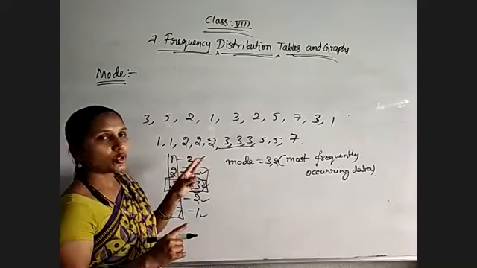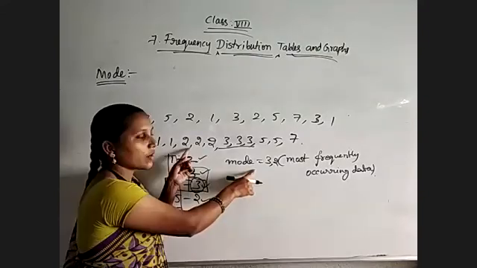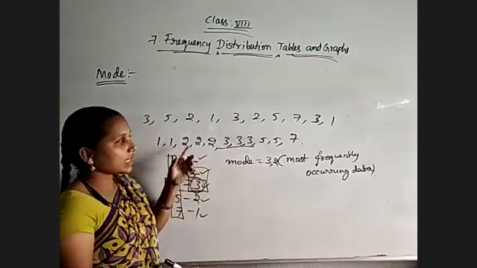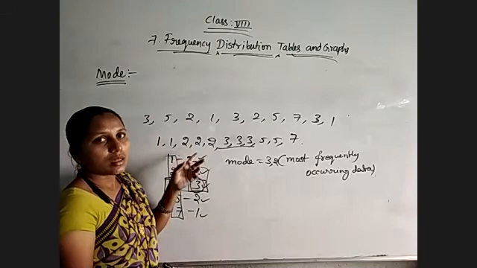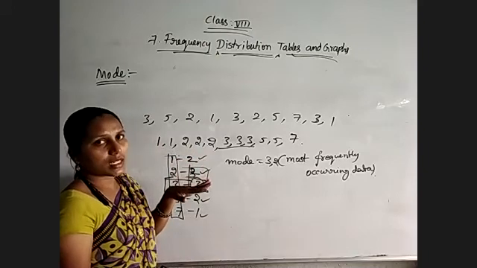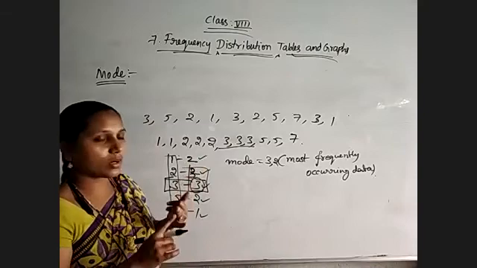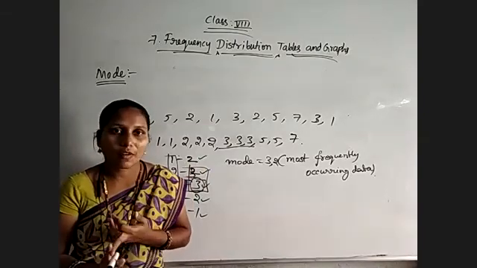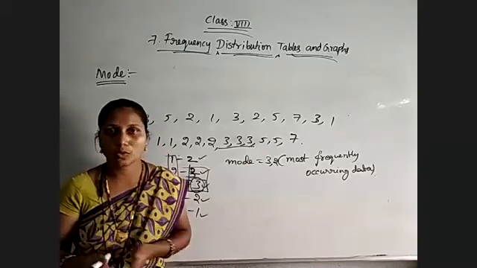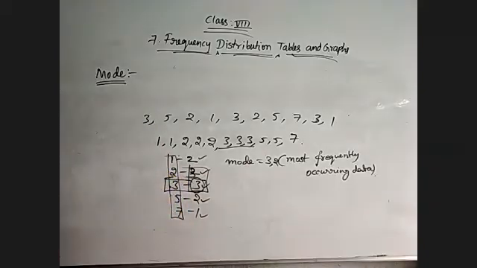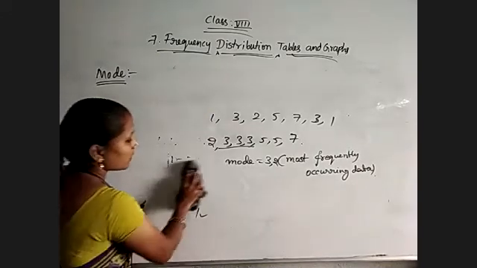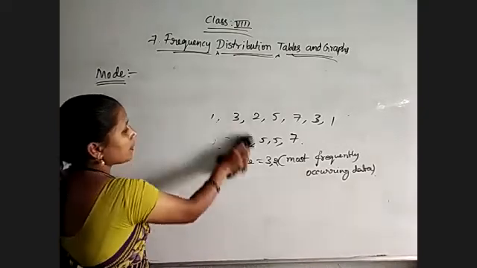If 2 and 3 are repeating an equal number of times, then the mode of the data is 2 as well as 3. It is said to be bimodal data. And we can get more than 2 modes also. So there may be no mode for the data, only one mode, two modes, or more than two modes. Okay, so we have taken the definition of mode, and tomorrow we will solve the exercise problems on mean, mode and median.